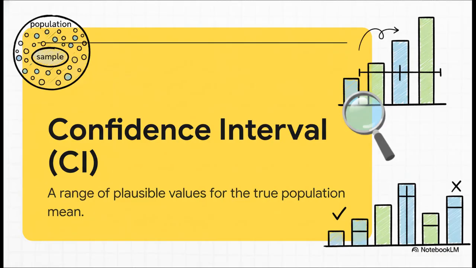Our first tool for this job is the confidence interval, or CI. Now, look, since we can't test every single person on the planet, our result is always just an estimate. The CI gives us a range of plausible values for where the true population mean probably is. So a 95% CI is our way of saying, hey, we are 95% confident that the real average for everybody is somewhere inside this range.